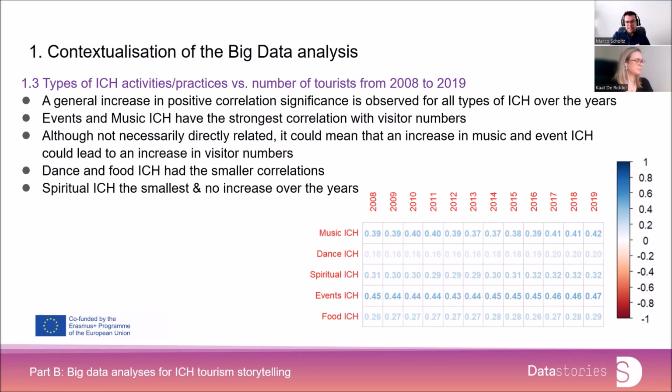Dance and food ICH had smaller correlations, but these correlation significances also continually grew throughout the years, even though it was quite slow. And for spiritual ICH, it was the smallest growth. It didn't really increase much over the years. So it has the smallest correlation with tourist numbers.